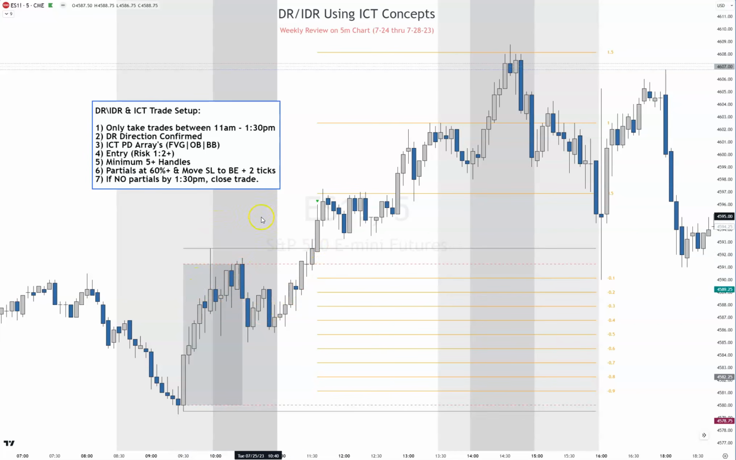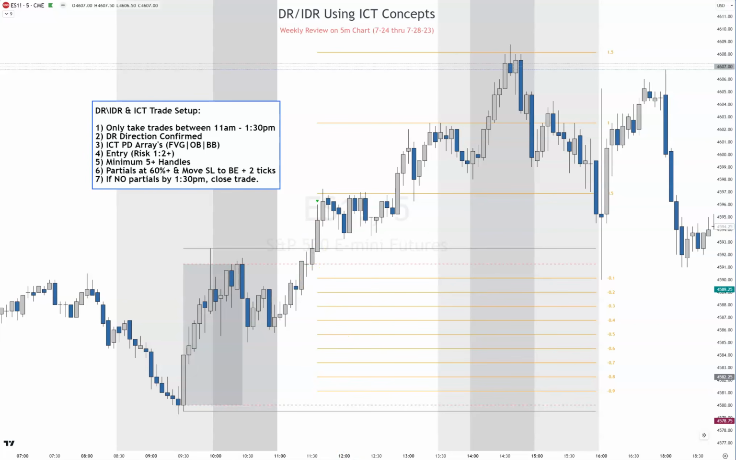Again, price only trades between this white area here. So this is the only thing I care about. DR direction confirmed. Yep, got another green arrow. Candle closed above. Now, why is this one not confirmed? Well, it didn't close above the line. It wicked through it, sure, but it's got to close above it. And this one actually closed above it.